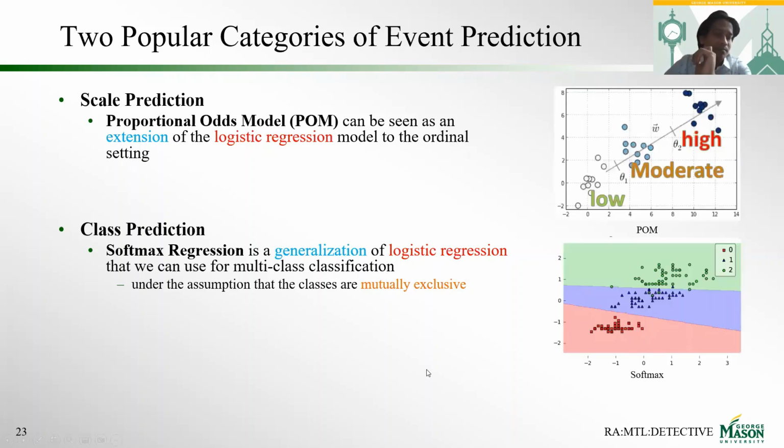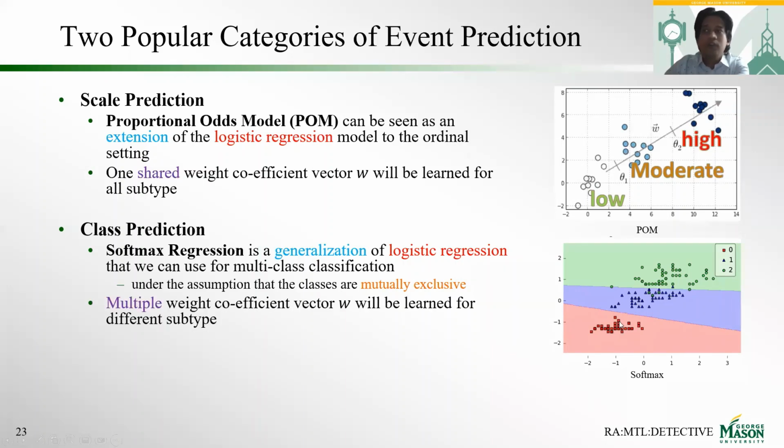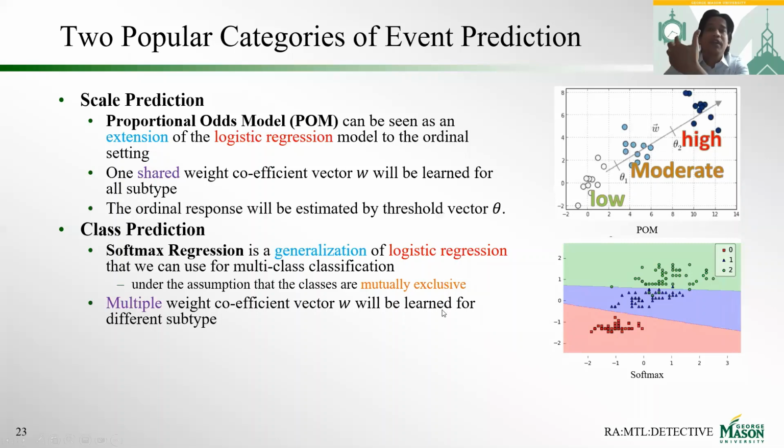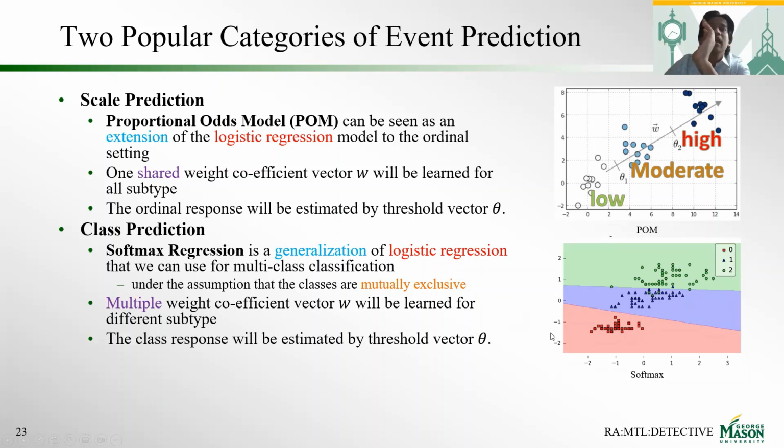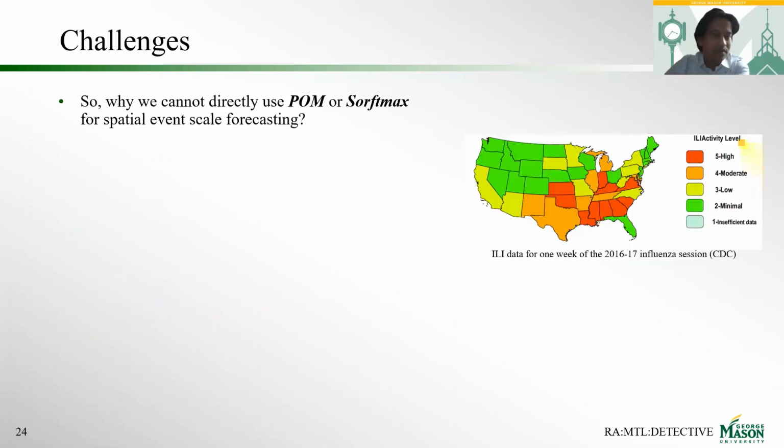Think about POM and softmax. Of course, we know that in case of POM, there is only one shared weight. But in case of softmax, you have different weights for different classes because they are mutually exclusive. For ordinal response, they just use the threshold and then you determine which level it is. The same procedure follows for softmax also, for multi-class prediction. So what you see here is kind of a game of weight and bias, or you can say threshold. So let's play the game.